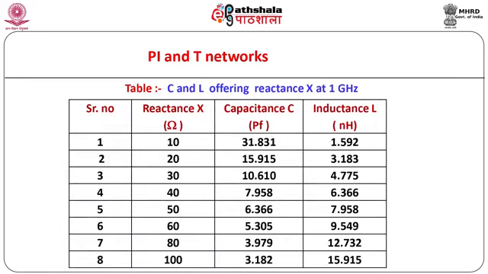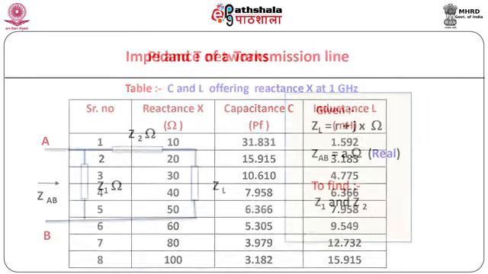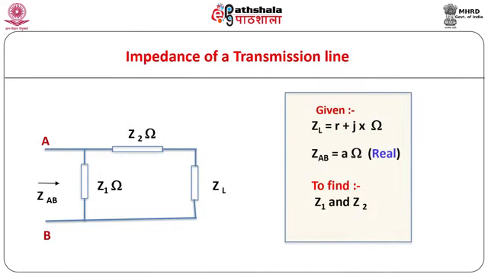The table shows some values of inductive and capacitive reactance X at 1 gigahertz and the approximate values of corresponding inductance L and capacitance C. These values can be used for setting and solving numerical problems related to impedance of different types of networks. Consider the network as shown where ZAB is real.